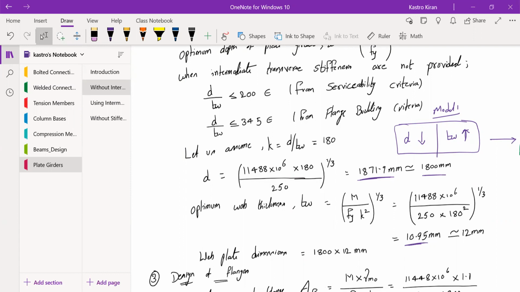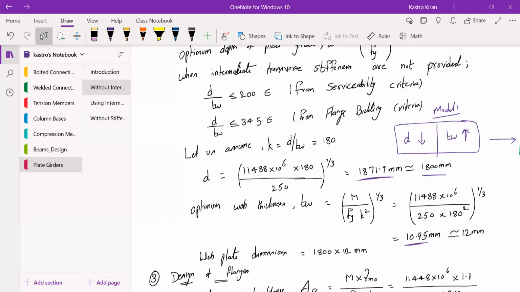I'll repeat the statement. In the model 1 problem, since we are not using intermediate transverse stiffeners, we have increased the thickness of the web so that if any extra loads come onto the member, the web will not get buckled due to the increased thickness. And also we have decreased the depth of the web, because the more the depth of the web, the more will be the chance of the web to get buckled. So that's the reason we have decreased the depth of the web to avoid buckling, and we have increased the thickness of the web to ensure safety against buckling.